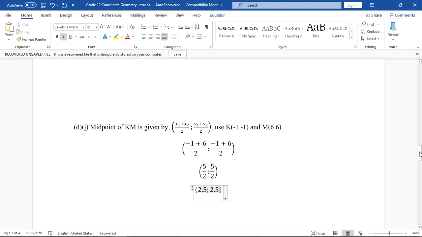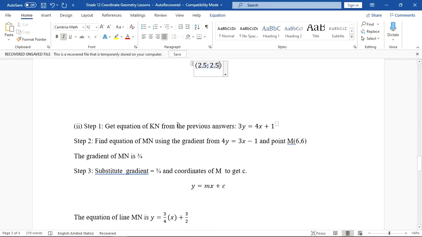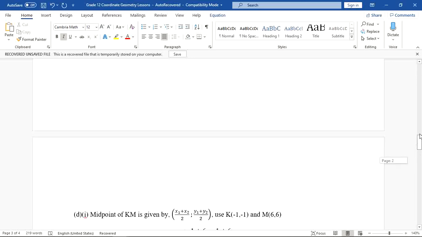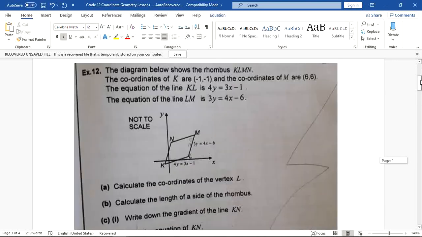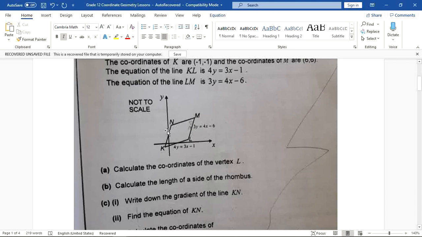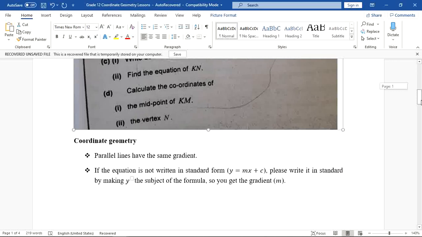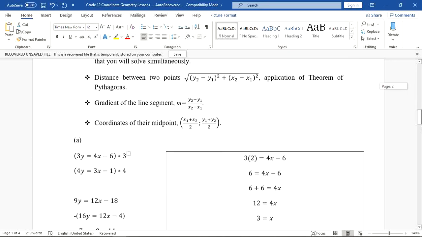Alright, let's go to part Roman 2. Roman 2 says we want to find the vertex of N. If you want to find the vertex of N, we need the equation of KN, which we have already from C Roman 1, and then an equation of NM, and then once we have those equations, we just solve them simultaneously.